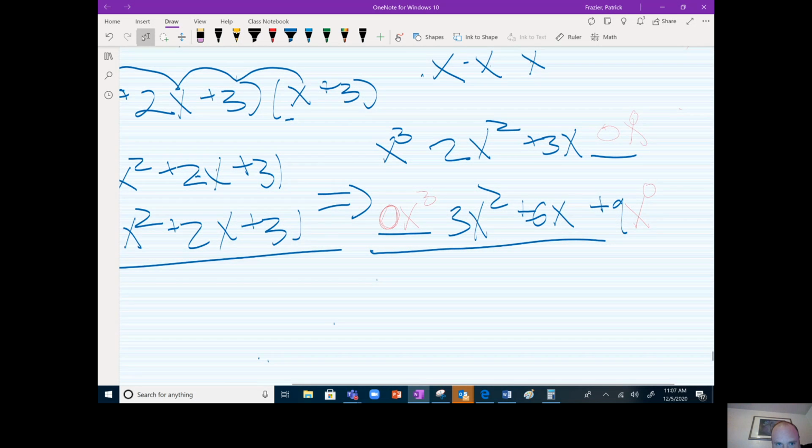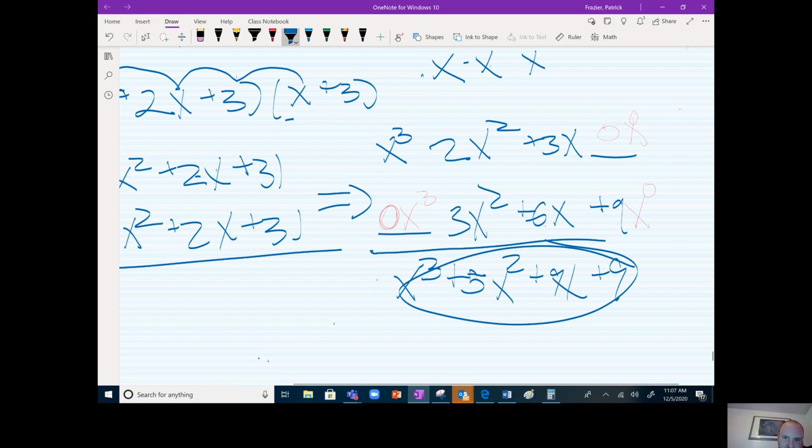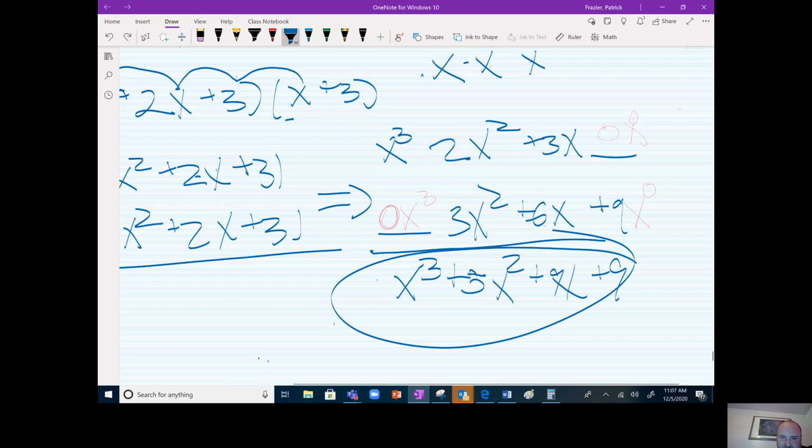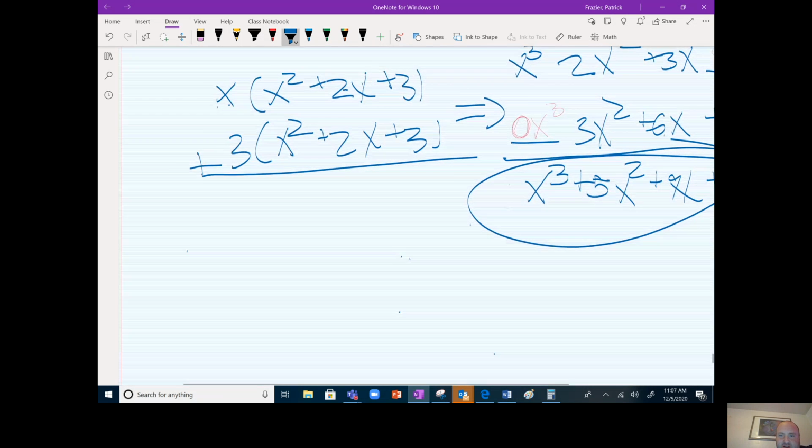Okay, so then back to blue. So then we have x cubed, because we add the coefficients, so that's 3 plus 0. And we still have an x cubed. 2 plus 3 is 5. And then we keep the term x squared. And then 3x plus 6x is 9x. And then blank plus 9 is 9. So that would be our final answer.